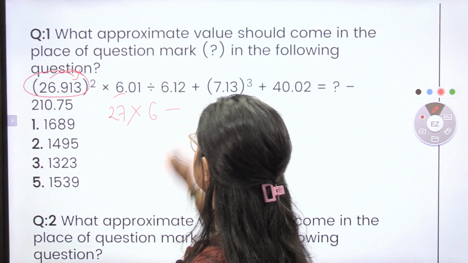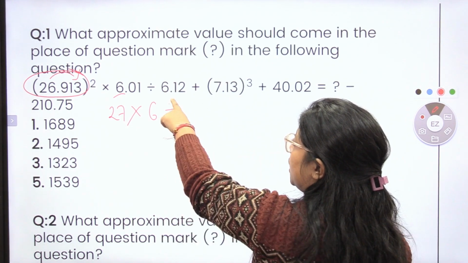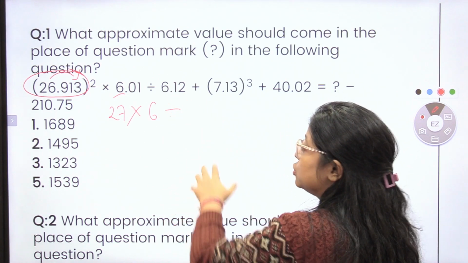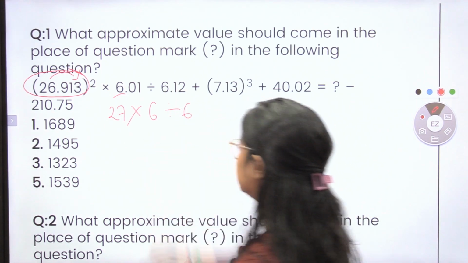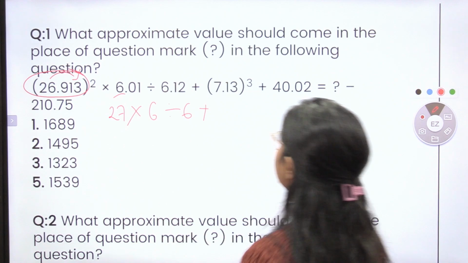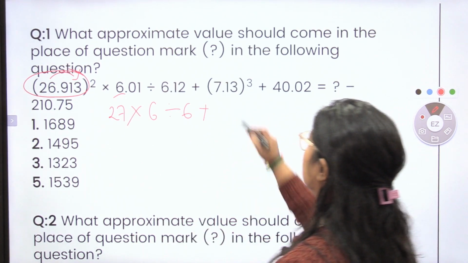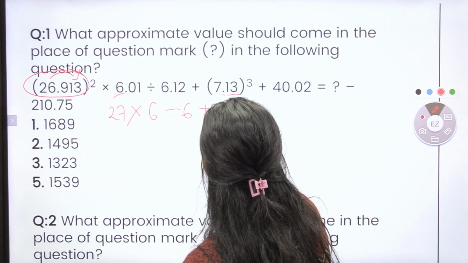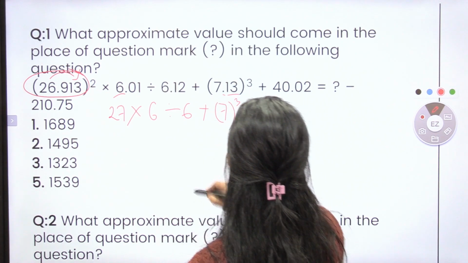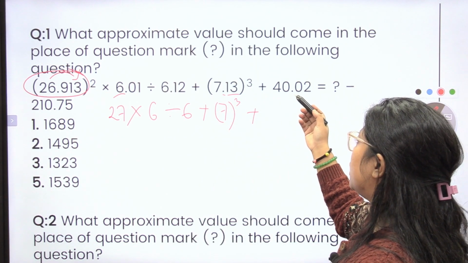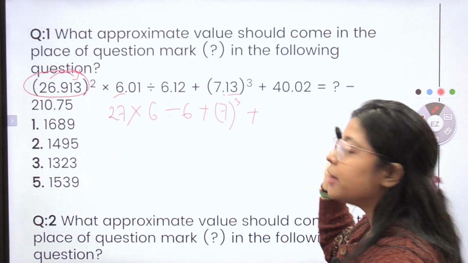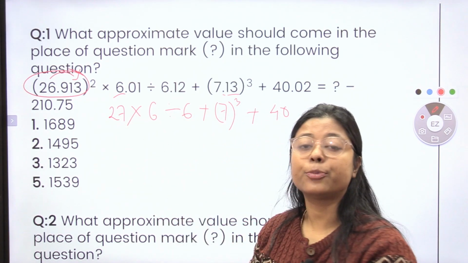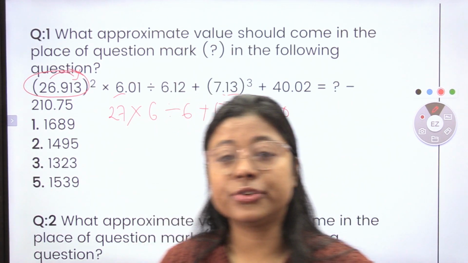Okay, next step. Similarly here you can see after the decimal your number is 1, and 1 is less than 5, so we will approximate the number to 6. Plus 7.13, here also the same thing, because after the decimal your value is less than 5, so we will only take the value 7 here. Plus here also the same, so let's take 40. That's how you do approximation. You just approximate the numbers. We don't consider the numbers after the decimal.